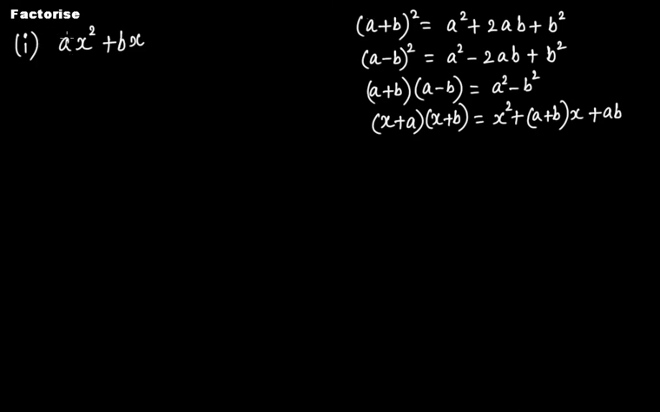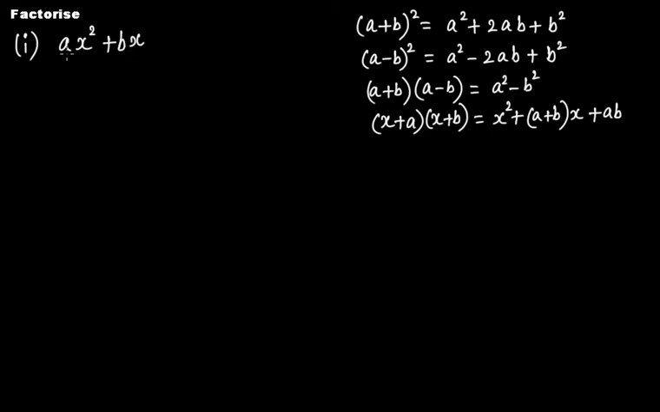Now, in this part, we have to again factorize algebraic expressions, and I have written here the identities that we'll be using while solving these factorization of algebraic expressions. So the first one is ax squared plus bx. You have to factorize it.